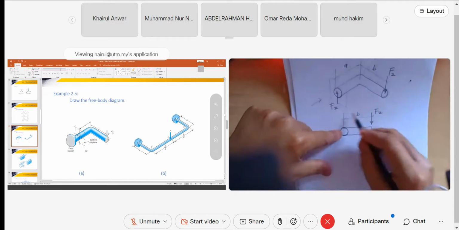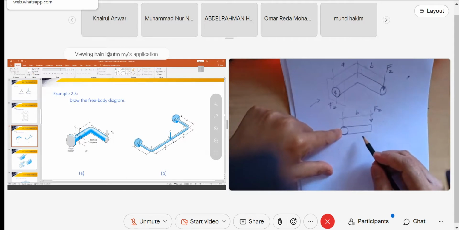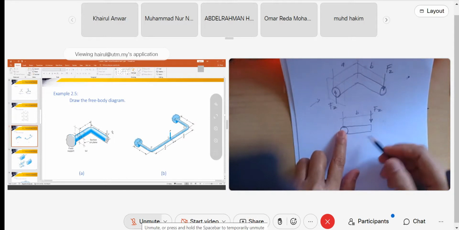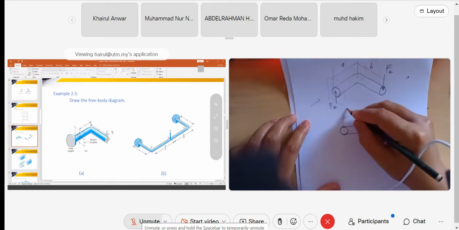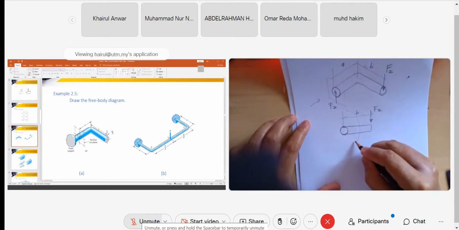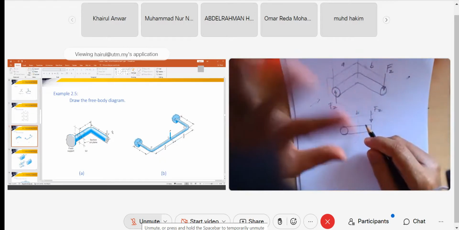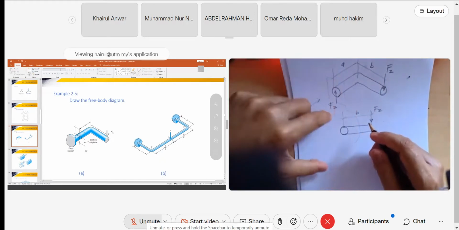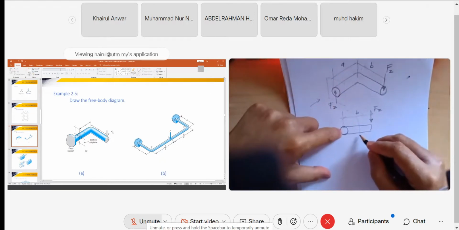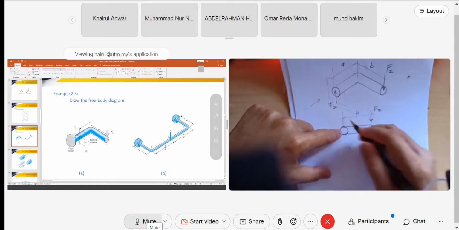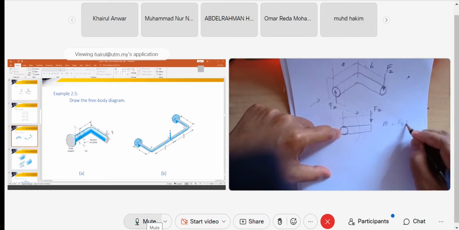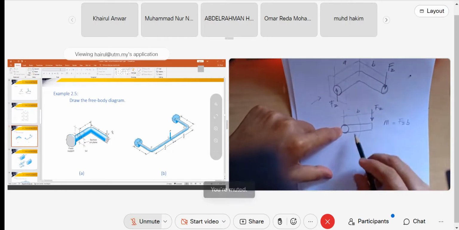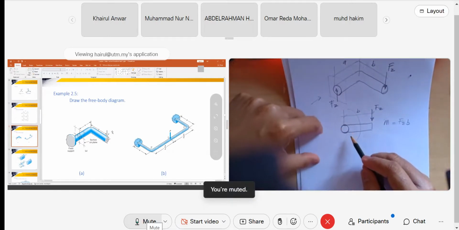What does this FZ produce at this point? It produces a moment, right? Or torque, moment also can. Sometimes you confuse what that is. Actually it's the same, it depends. Torque, moment, it produces a moment. This FZ times distance B is FZ times B. Okay, I want to ask you, what is the moment direction? Is it MY, MX, or MZ?